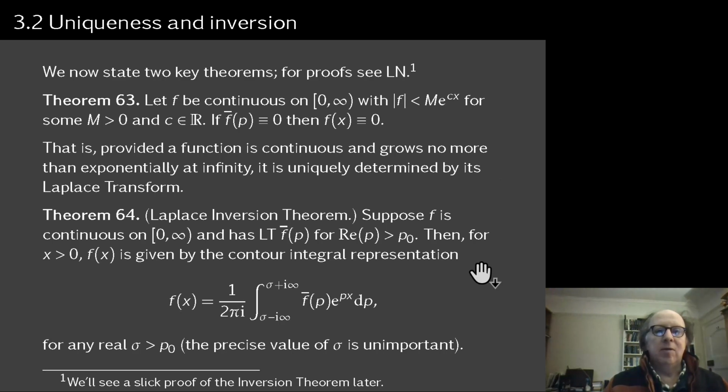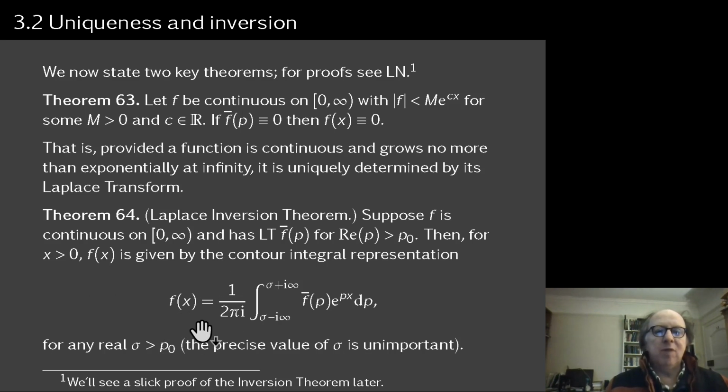And then theorem 64, this is the famous Laplace inversion theorem, and what it does is it gives you a formula from which you can determine the function given the Laplace transform. So if I know f bar, f of x is given by this formula here, so we need to take this to pieces and have a look and see what it says. Suppose f is continuous and has Laplace transform f bar for real part of p greater than p0. So this is the usual setup, we know all about that. Then for x greater than 0, f of x is given by the contour integral representation.